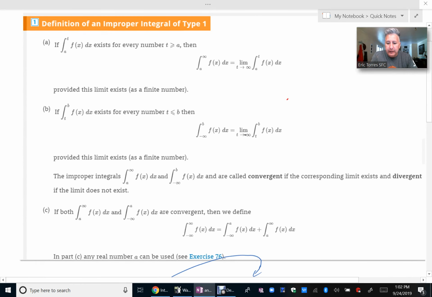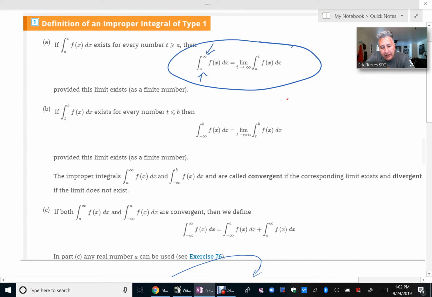you will find the definition for an improper integral of type 1. So let's just kind of look at what I did. I did a version of type 1, and I started at a fixed value a, and I went to the right forever, and I redefined my area, that infinity, as a limit as t approaches infinity. Okay, and again, this is just going to the right.